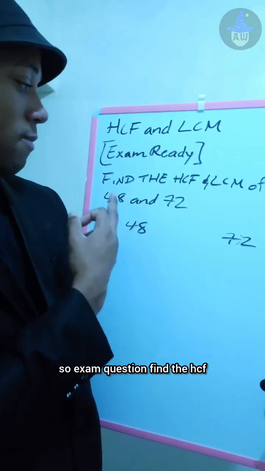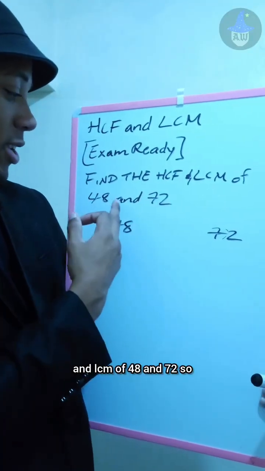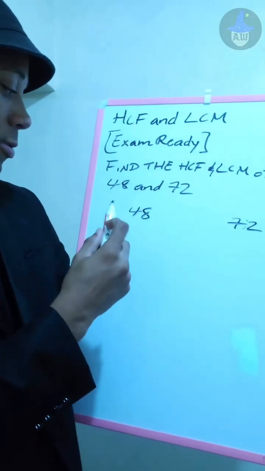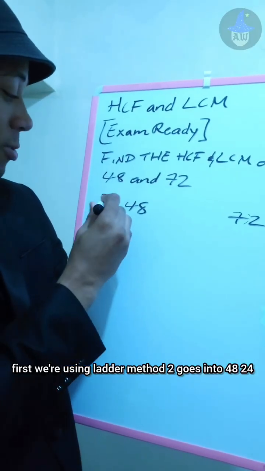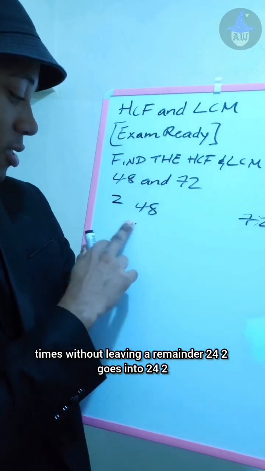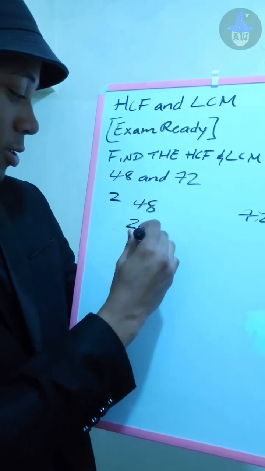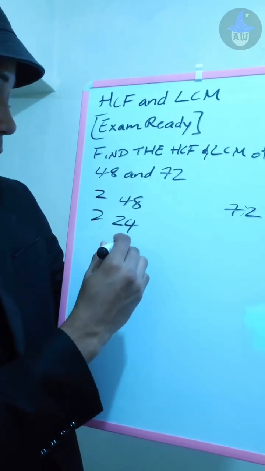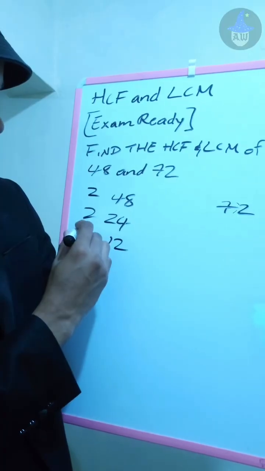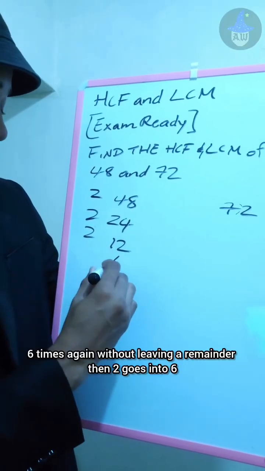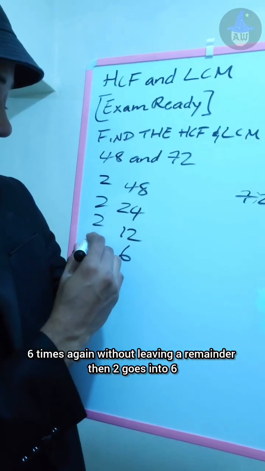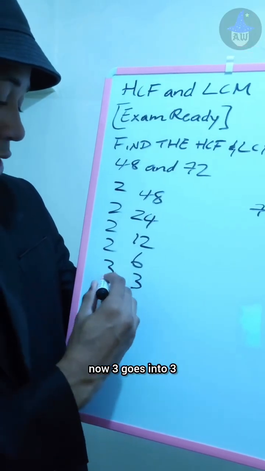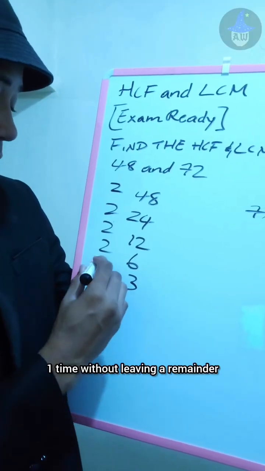So, exam question. Find the HCF and LCM of 48 and 72. So first we're using the ladder method. 2 goes into 48 24 times without leaving a remainder. 2 goes into 24 12 times without leaving a remainder. 2 also goes into 12 6 times again without leaving a remainder. Then 2 goes into 6 3 times without leaving a remainder. Now 3 goes into 3 1 time without leaving a remainder.